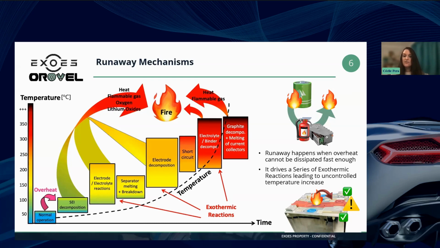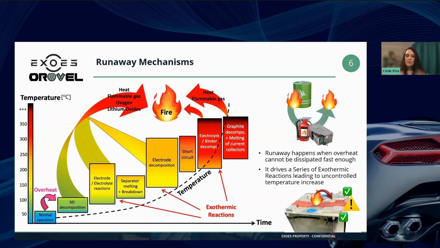About the mechanism of runaway, it's relatively complicated, and I could make a full one-hour presentation on this. But what you need to keep in mind here is that the timeline will depend on many things: the chemistry of your cells, and also the structure of your cell or the design of the battery pack. In terms of temperature, we are talking about relatively low temperature if you compare that to an internal combustion engine, of course. Because when you are already around 100 degrees Celsius, you are already in big trouble, going into runaway.